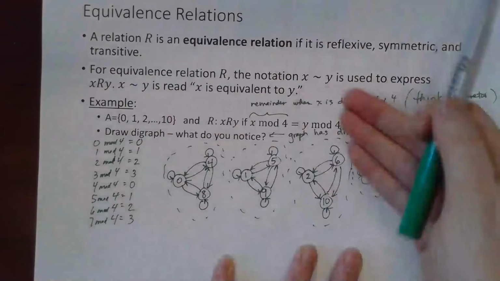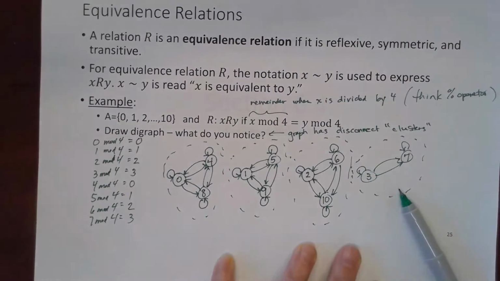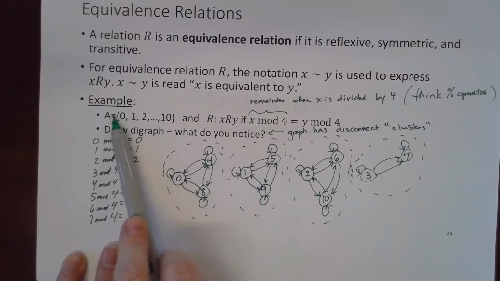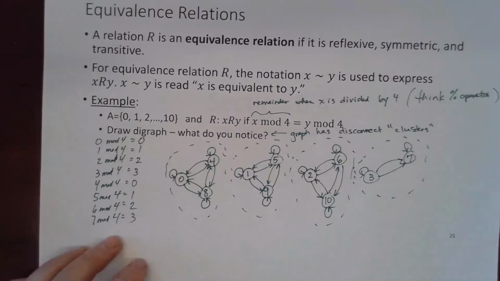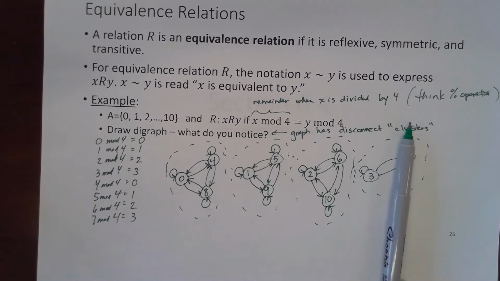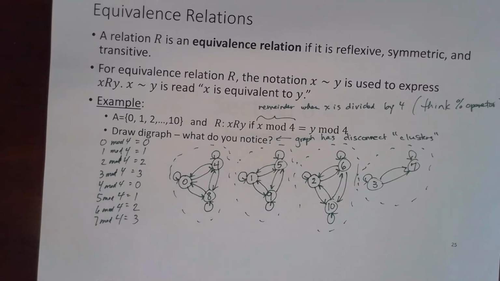If I went to a bigger set of integers, I might have more things in there. But no matter what, even if I had 100 numbers instead of just 11 numbers, I would still have only these 4 equivalence classes. Because when I divide by 4, I can only get 0, 1, 2, or 3. Those are my only options. So I'll always get 4 equivalence classes. They might have more numbers in them, but there are just going to be 4 equivalence classes.